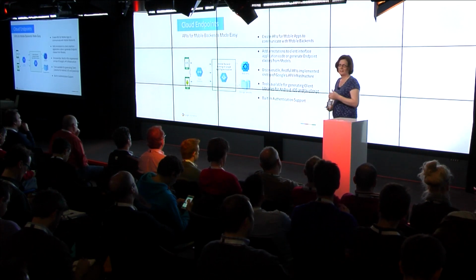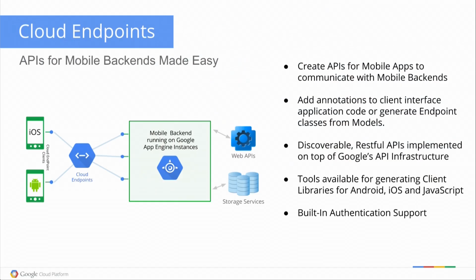Then Cloud Endpoints, and I've mentioned Cloud Endpoints briefly already. Cloud Endpoints allows you to expose your application code as an API. And what you do is you write your application code, you deploy it to App Engine, you can then add some annotations to your code, or you can build this all from scratch, add some annotations to your code, deploy it to App Engine again, and you will effectively have APIs that are running on the Google API infrastructure that we use for exposing our own APIs. These APIs are completely discoverable, they're RESTful APIs, and they're very, very easy to use.